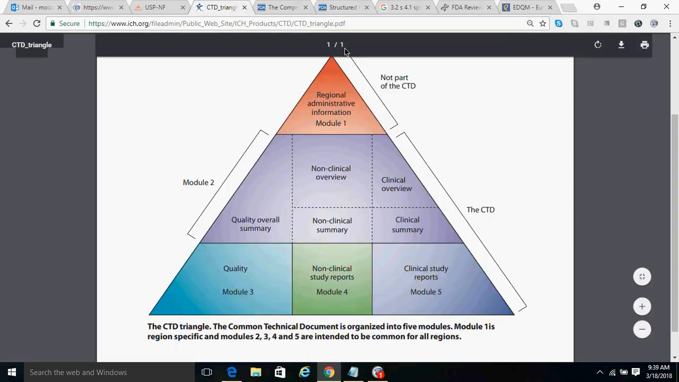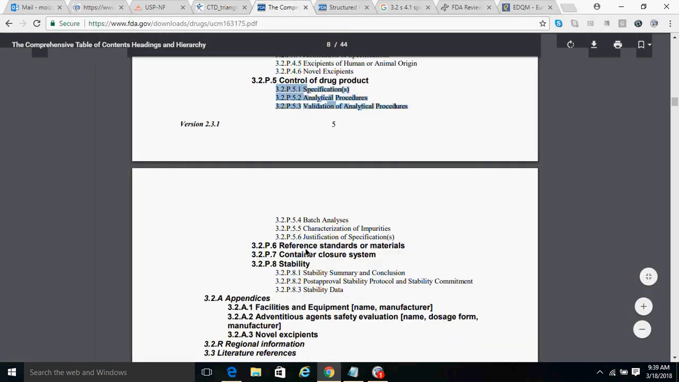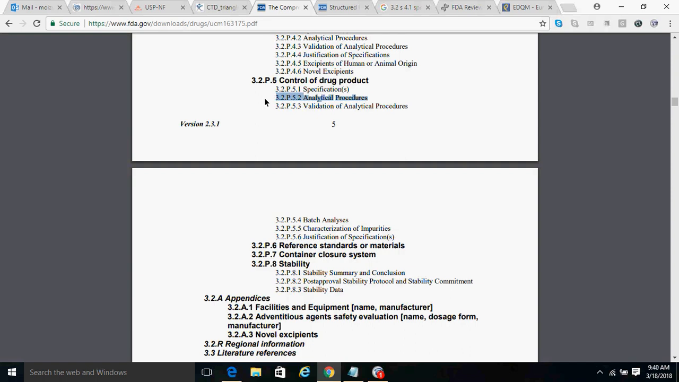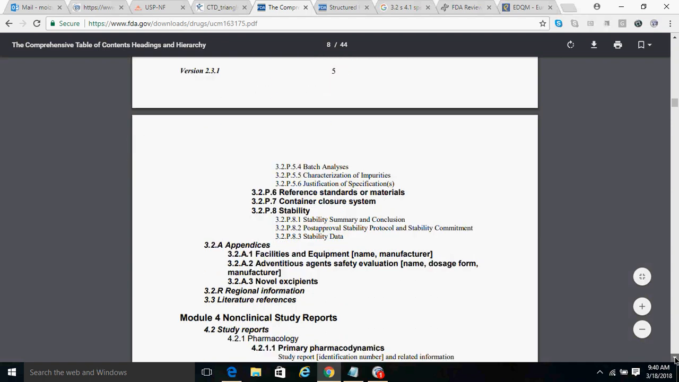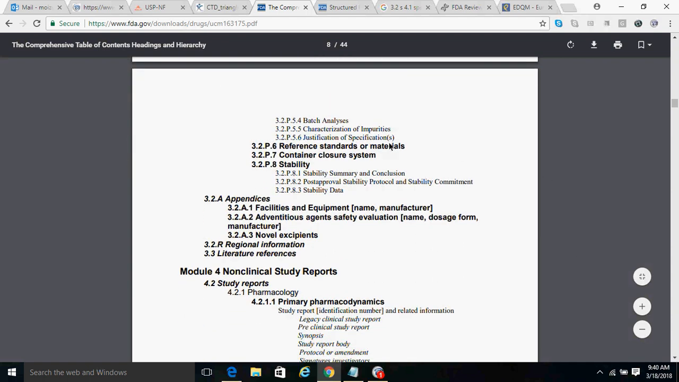So this specification goes here. Again, this is also provided by the analytical folks, how they perform the test. All this information goes here, guys. You don't have to worry. They'll provide you the information. Same case for characterization of impurities, reference standards, and stability data. All these are provided to you.